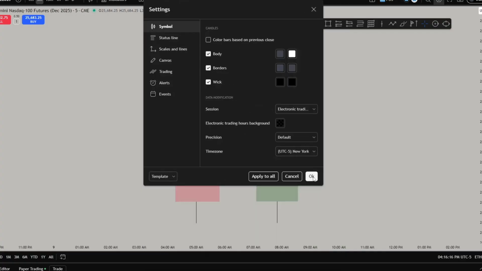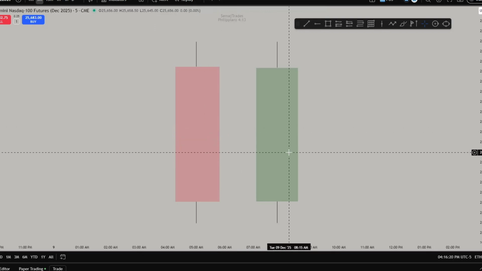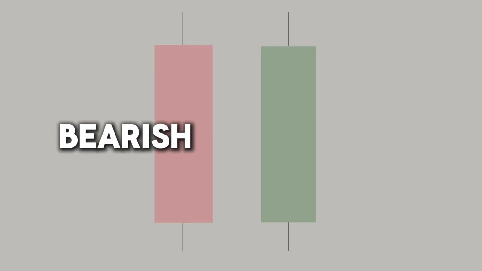Okay, so for the purposes of this video, we will just be dealing with red and green because those are the colors of the candlesticks that you see when you first open your chart. But as you saw previously, my candlesticks were a different color. Okay, what we see here is a bullish candle and a bearish candle.